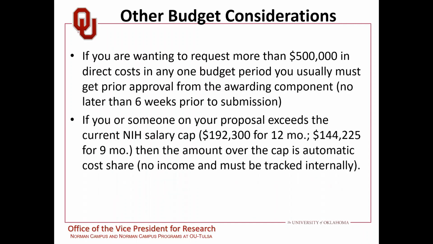I mentioned back here the no income, it has to be tracked internally. So for example, if they're requesting salary in the summer and they're on a 9-month appointment and they're over the salary cap, that doesn't mean that OU is going to give them extra money in the summer to pay that salary cap difference. It just means that as an institution, we'll track it to make sure that it's reported.